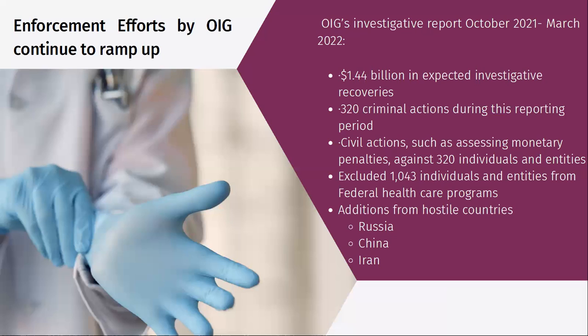You can see there were over 300 criminal actions, a number of civil actions, and just in that 6-month period, there were almost 1,050 individuals and entities that were added to the exclusion list. And that's a pretty significant number in that short period of time, meaning there are more and more bad potential players that are trying to get into the marketplace or do bad things in the marketplace.